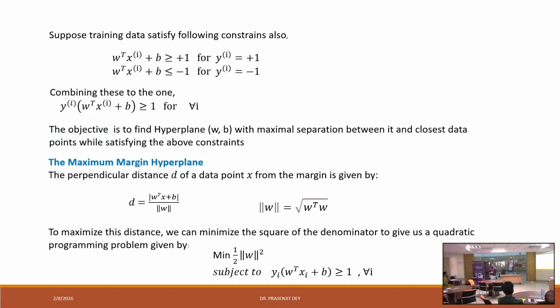So if I formulate it as a mathematical optimization problem, basically the perpendicular distance d of a data point x from the margin is given by this. So the distance is wx plus b divided by the norm of w, where w is the slope. So basically this is the perpendicular distance of any point or any vector from the hyperplane. This is simple math. This is the shortest distance between a point and a line.